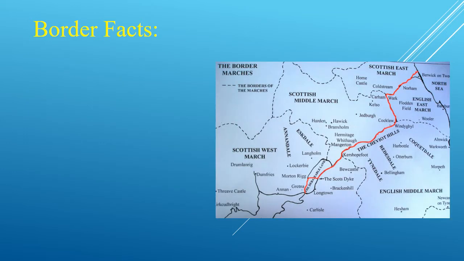And what of the border itself? This map shows the situation in the 16th century. At that time there were 3 Scottish marches and 3 English marches, and these were areas managed by a warden who was responsible for restricting reivers and illegal things on the border and crossing the border.